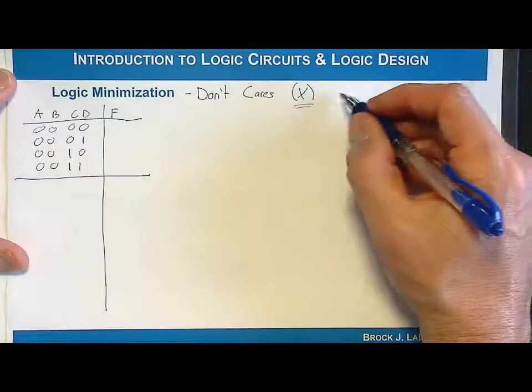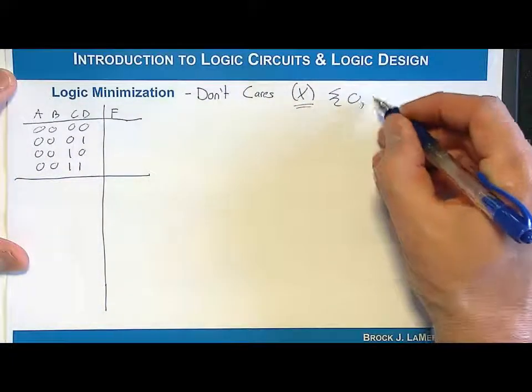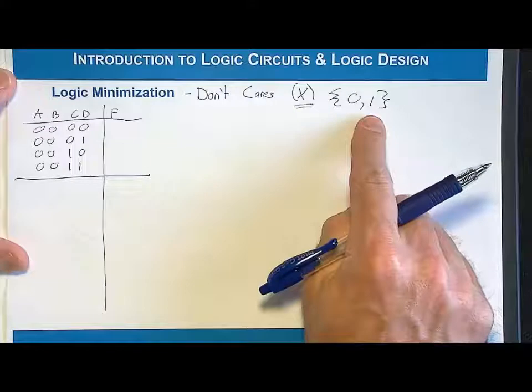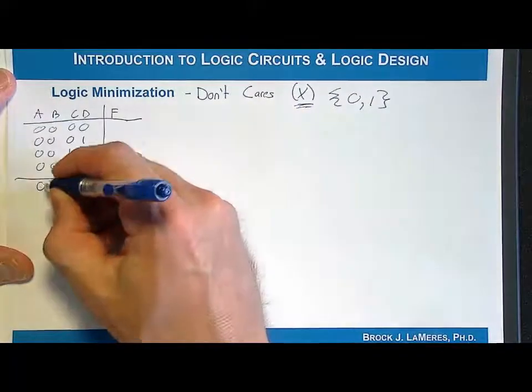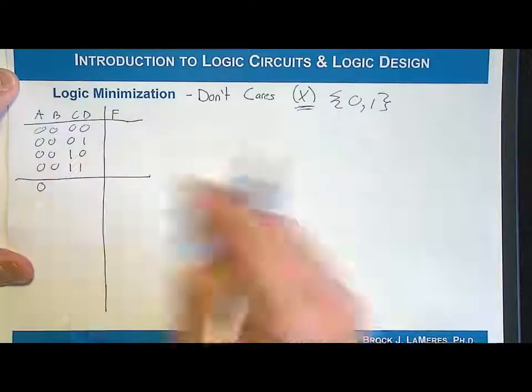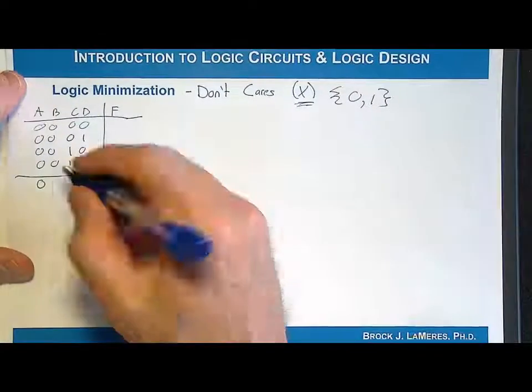A don't care is where you really don't care if the output is a 0 or a 1 for that particular input code. And we give it the unique symbol X. So let's see how we can use that to our advantage. I'm going to fill in this truth table. Let's just say we had a truth table that is 4 inputs.